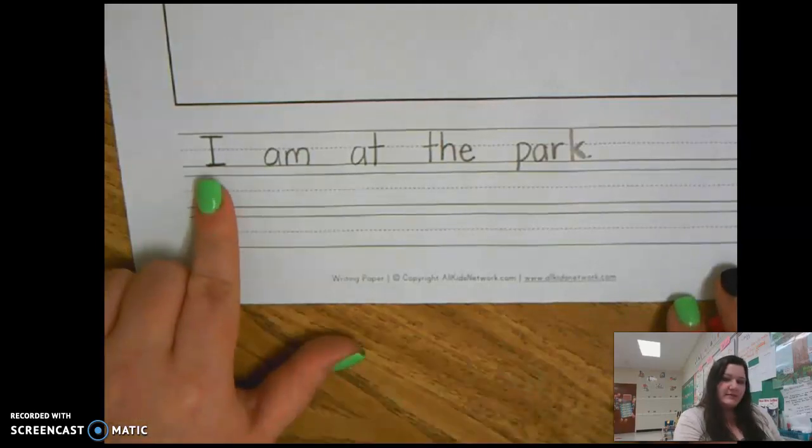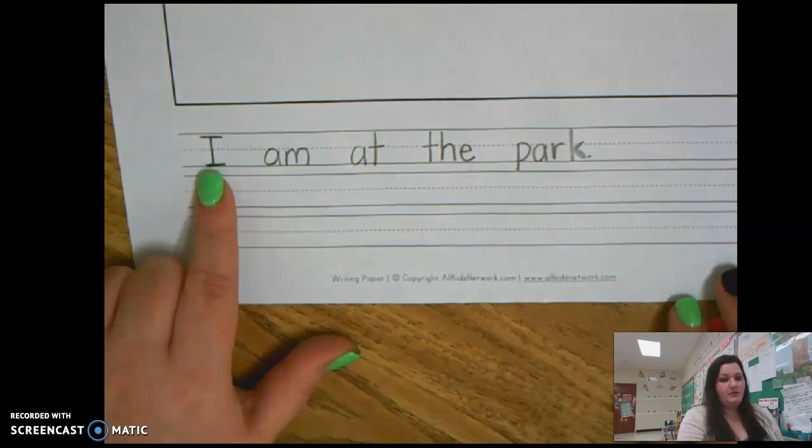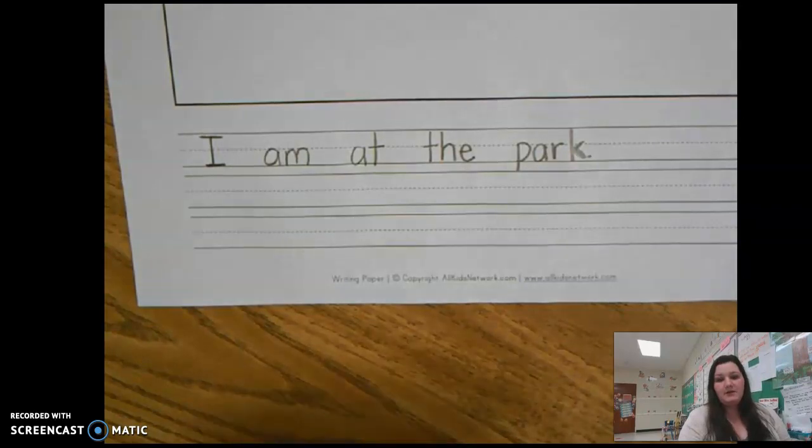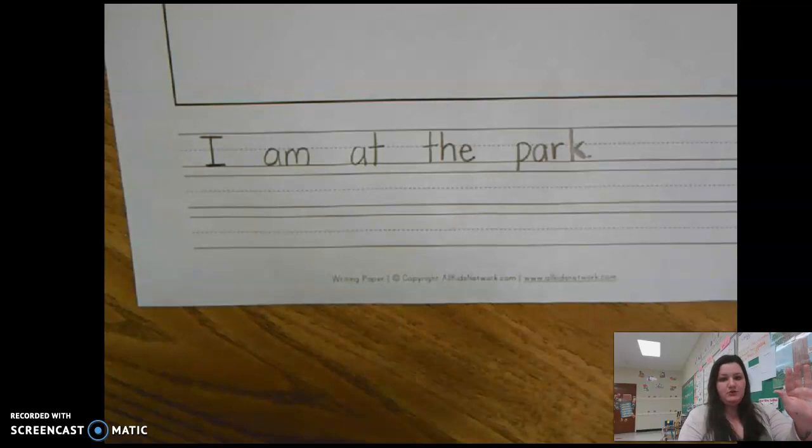What do you notice about my first word in the sentence? Very good. It is a capital, okay? So it is an uppercase letter. Now, watch me as I write the new sentence. I'm going to write, the dog climbed the tree, okay? The dog climbed the tree.